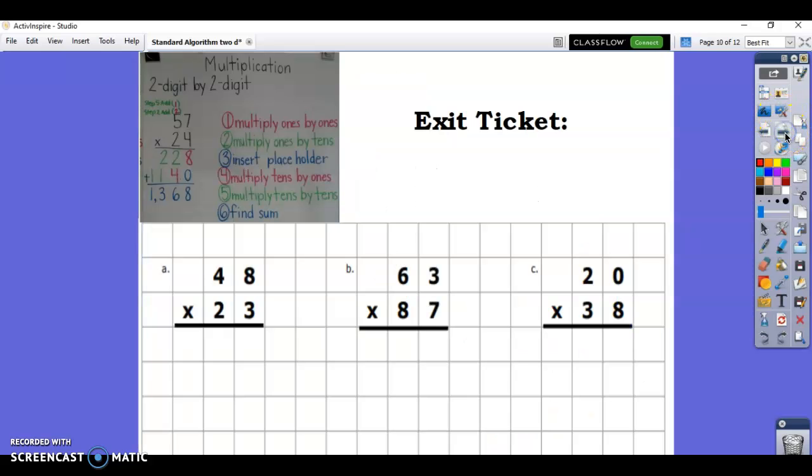All right. Now here's our exit ticket. You have 3 problems on grid paper that you are going to do right now on your own, which is A, B, and C. And if you're working from home, you can write them down on grid paper and solve them out using your standard algorithm. And I will be coming back in and we'll be checking our work live in class if you want to check to make sure you're doing them correctly.